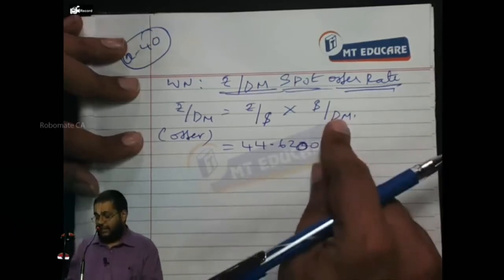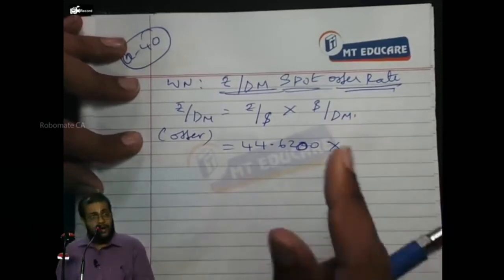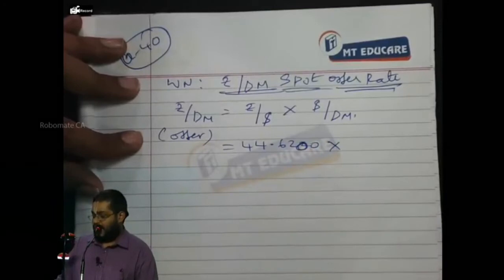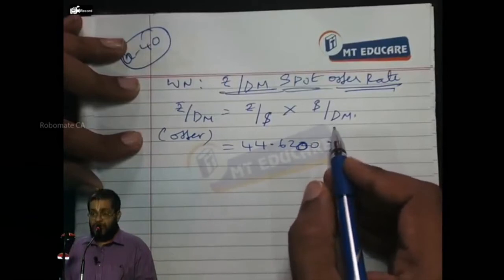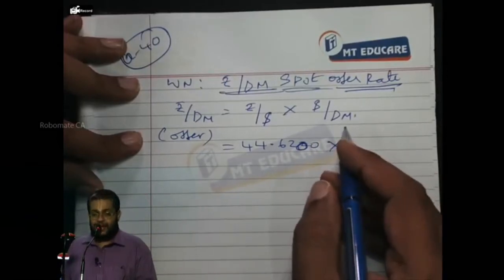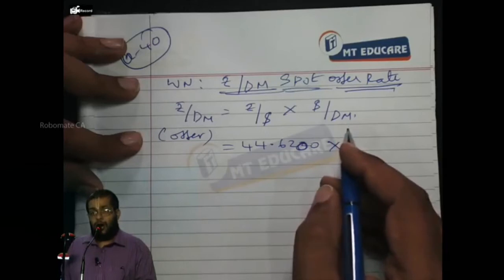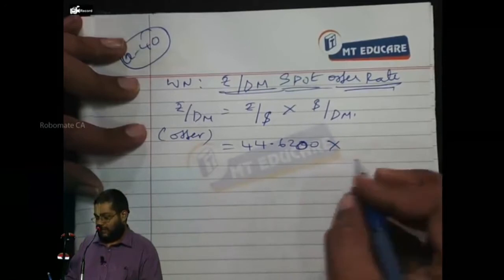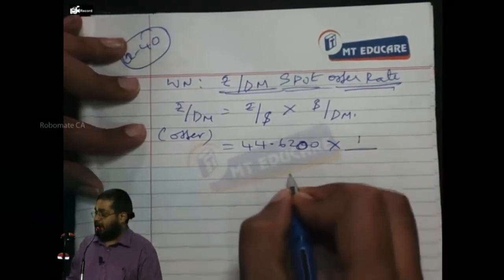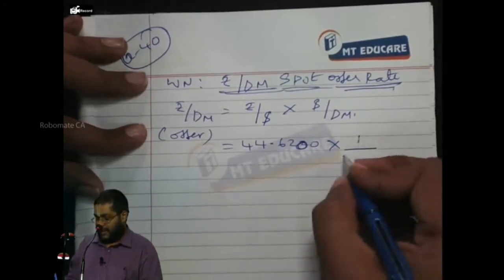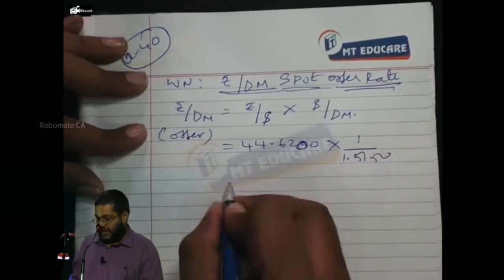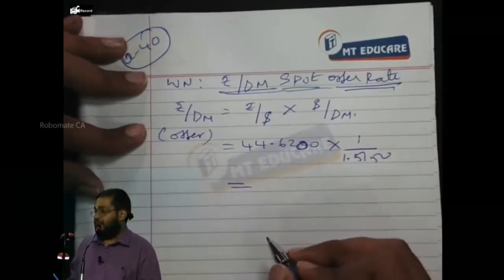Now into, tell me, have they given $1 how many Deutsche Mark, or 1 Deutsche Mark how many dollars? $1 how many Deutsche Mark? Yes or no? In that case, I want 1 Deutsche Mark how many dollars, so I have to find out the indirect quote. That means 1 by what rate? 1 by the bid rate gives me the offer rate. Tell me, what is 1 divided by the bid rate? 1.5150.